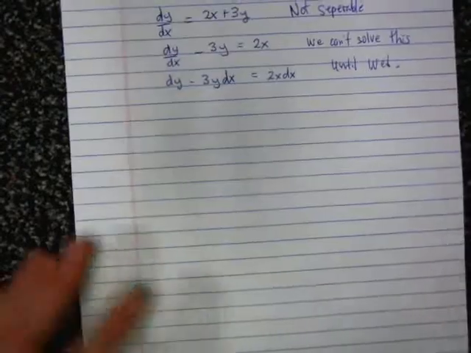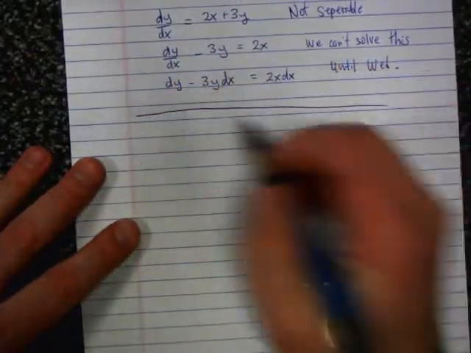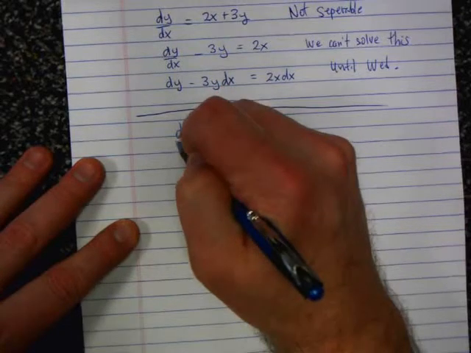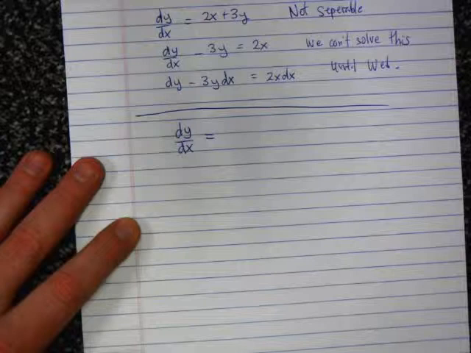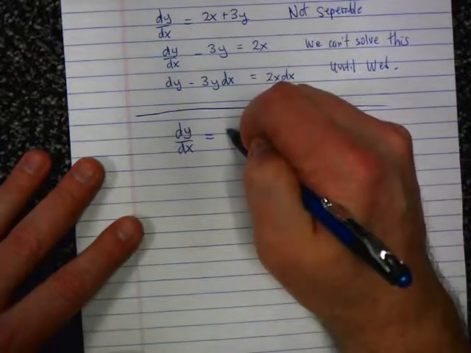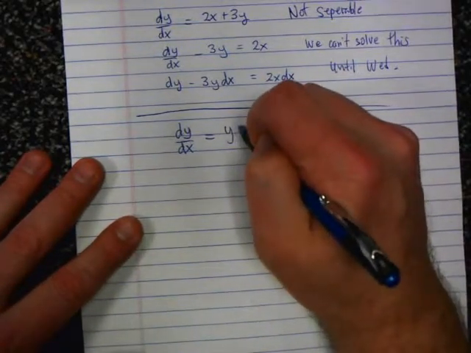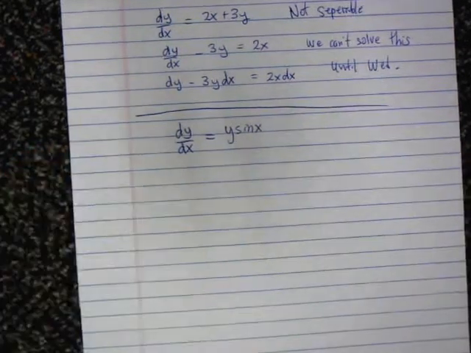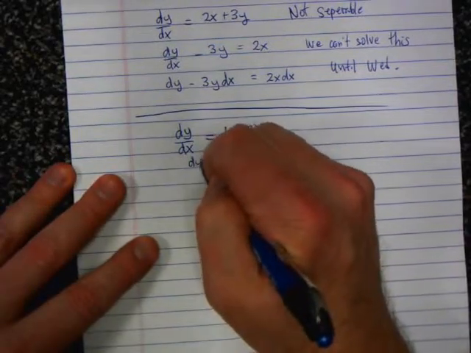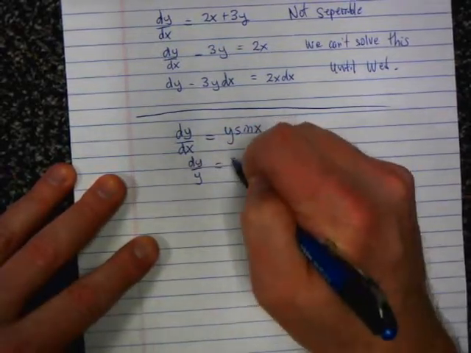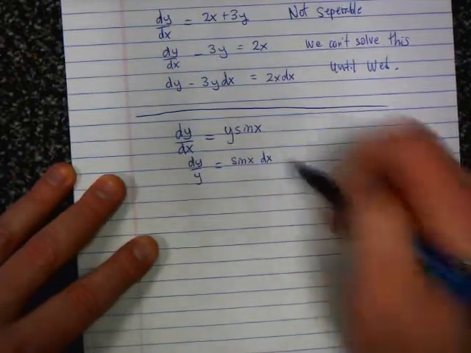All right, so how about dy/dx equals, I don't know, y sine x. So a little trig in there. We all like trig, right? Oh boy. Separable, yes or no? Yes, it is separable. All right, so we separate our variables. We write dy over y equals sine x dx.